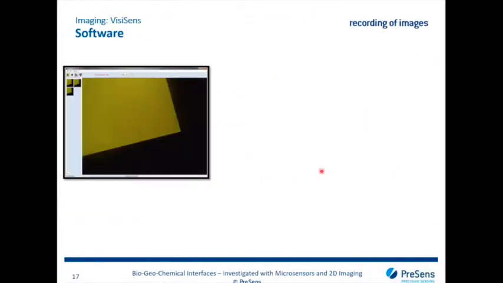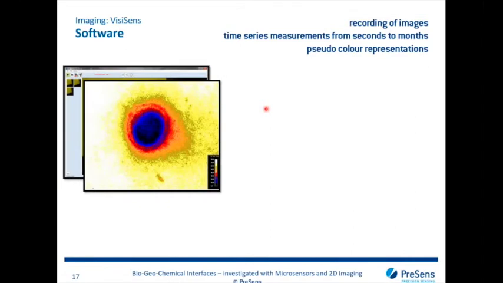The VisiSens detector comes with software that allows you to record single images, but also to do automated time series measurements where you can choose intervals from seconds up to months. What you get is a pseudo-color representation of the two-dimensional analyte information where each color corresponds to a certain analyte value, and then these images can be used for analyzing and calculating the values.